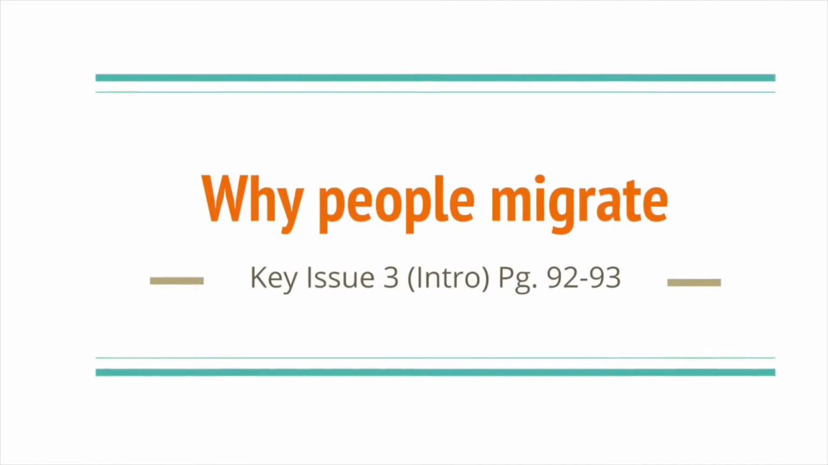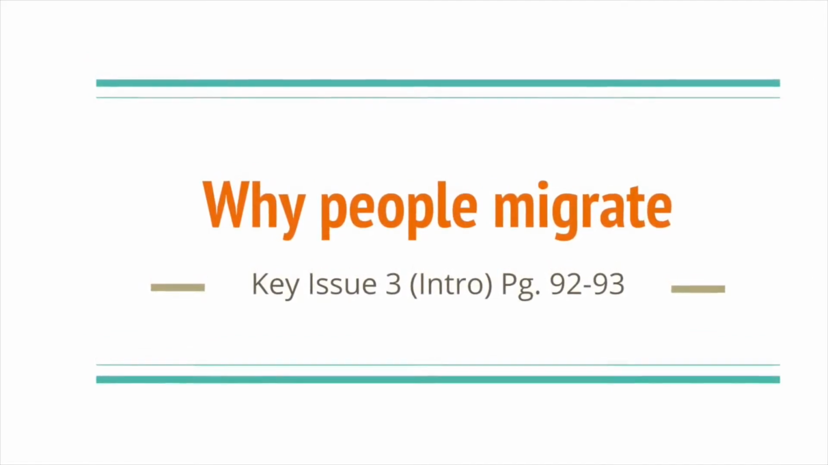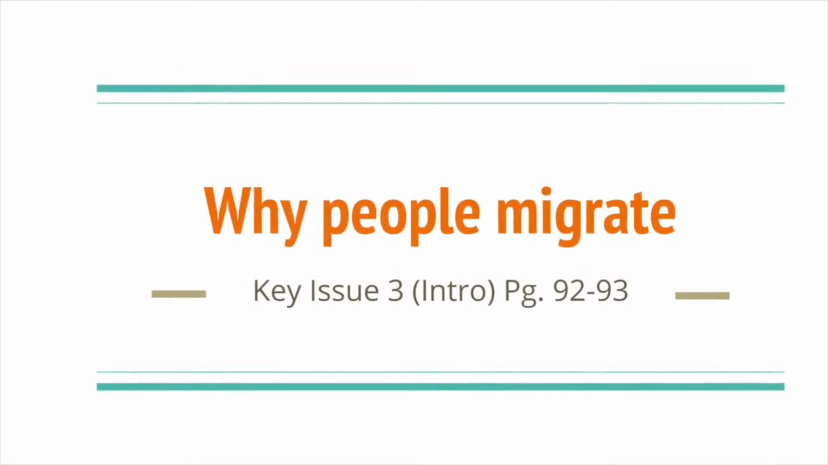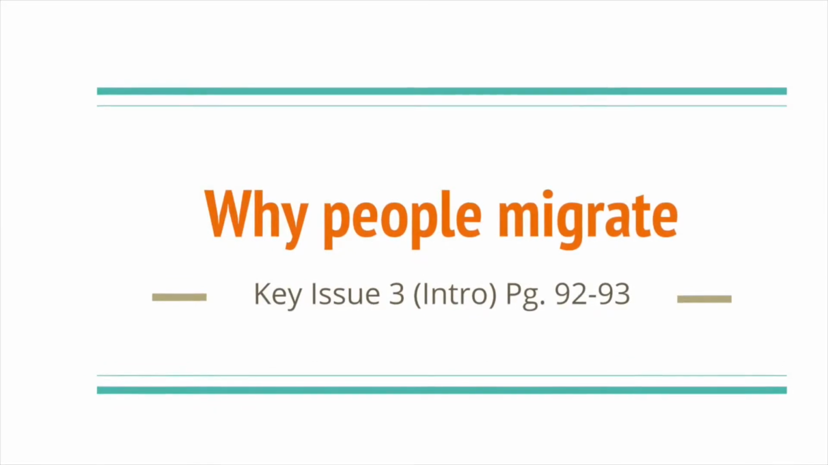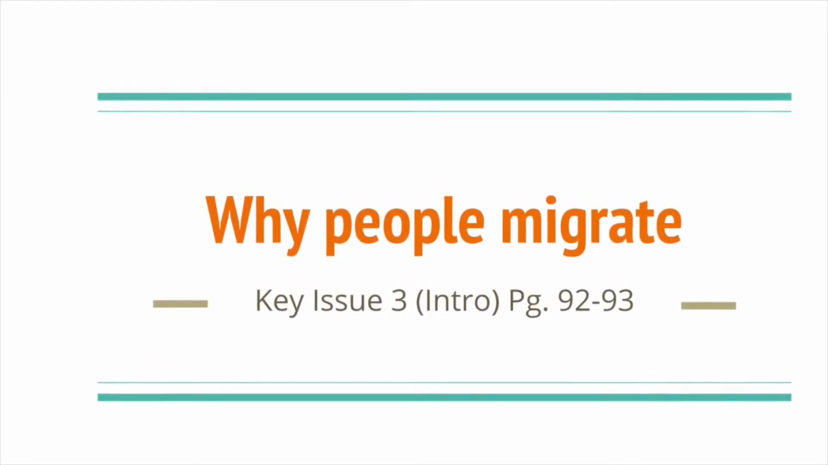Push and pull factors will play a role for people deciding if they want to migrate. A push factor is when people move out of their present location, and a pull factor is when people move into a new location. There are three major types of push and pull factors. There are economic, political, and environmental.